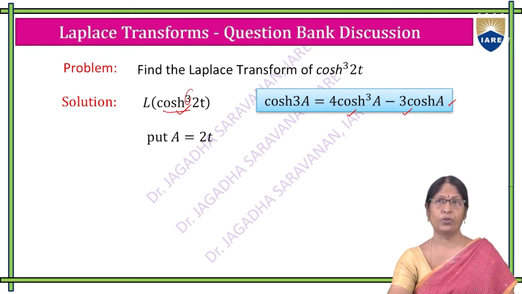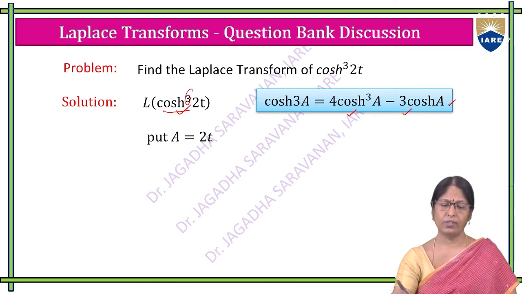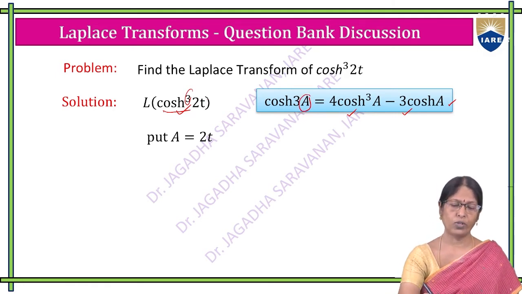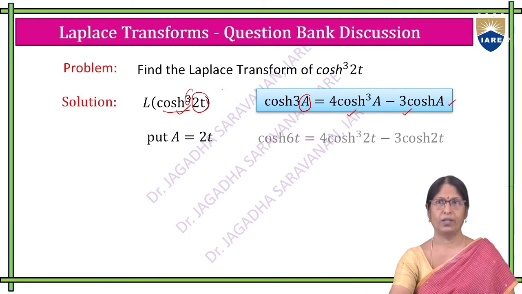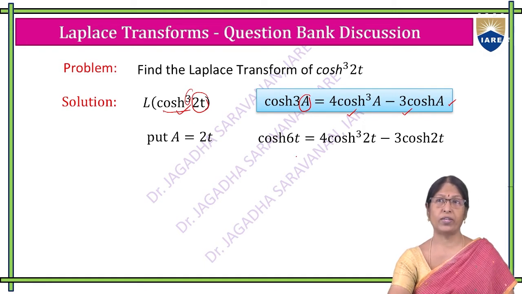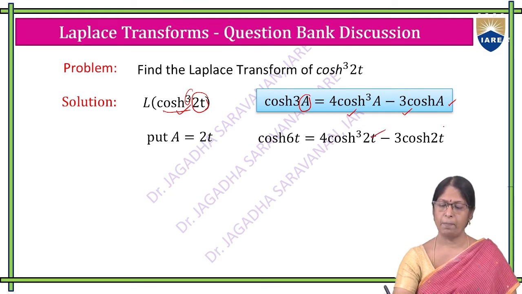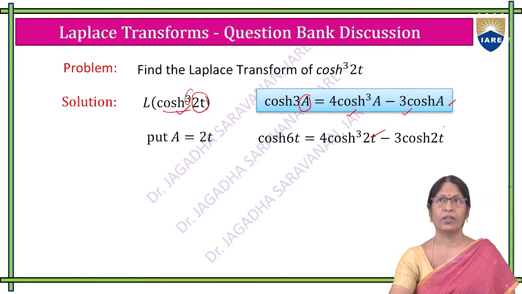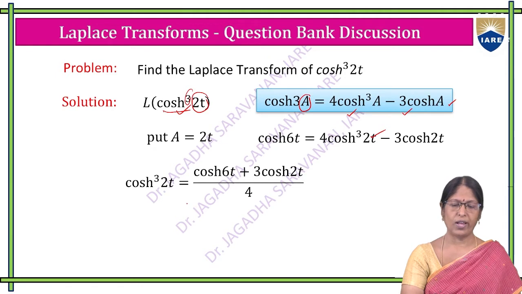Next we will move to Bloom's second level, understanding. So this is the formula. In the formula, capital A, what about our problem? It is 2t. So capital A equals 2t, and we substitute it on both left and right. We obtain cos h 6t equals 4 cos h cube 2t minus 3 cos h 2t. So wherever A is there, we replaced it. Just we need it.